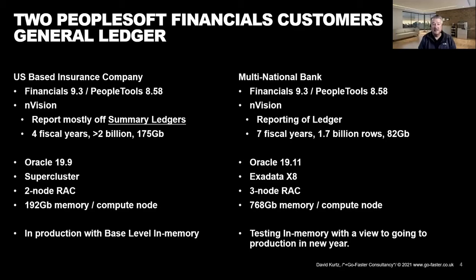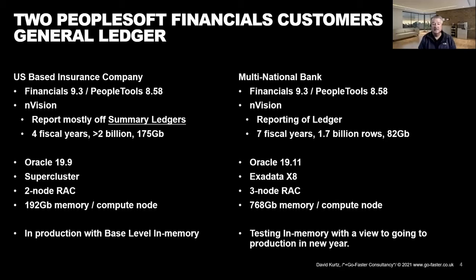The insurance company has a four-year-old SuperCluster. The bank has a shiny new Exadata. This means that actually there's a bit of a difference in the memory footprint. On the SuperCluster, we've only got 192 gig per node. On the Exadata, we've got four times that. So we've got oodles of memory there.